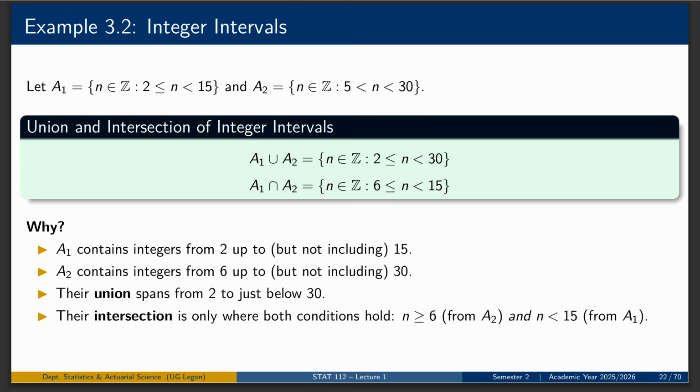But the intersection A intersection B should start from where? 5, which means it is 6, right? Up to 15, strictly less than 15. All right. So A contains integers from 2 up to, but not including, 15. And B contains integers 6 up to, but not including, 30. So the union spans 2 to just below 30, and the intersection also spans in between these values.